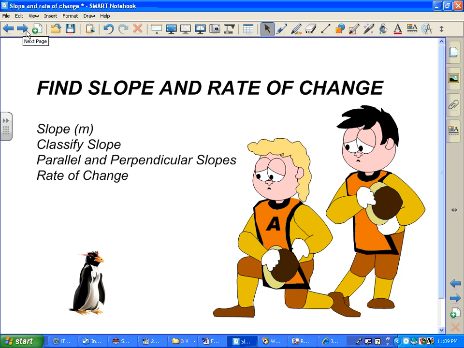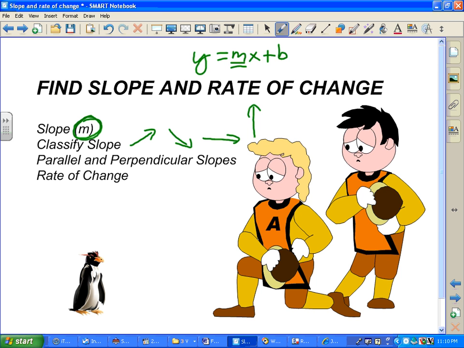Slope. Oh, and I forgot to mention. The letter we use for slope is m. If I have the equation y = mx + b, this is slope-intercept form, correct? Slope being the m. For some reason they picked m, I'm not sure why, but m always represents slope. Classifying slope: either positive, negative, 0, undefined. Parallel and perpendicular slopes: if they're parallel, they're equal to each other. If they're perpendicular, they're opposite reciprocals of each other. And then rate of change are just real-life examples of slope, such as miles per hour, degrees per day, things like that.